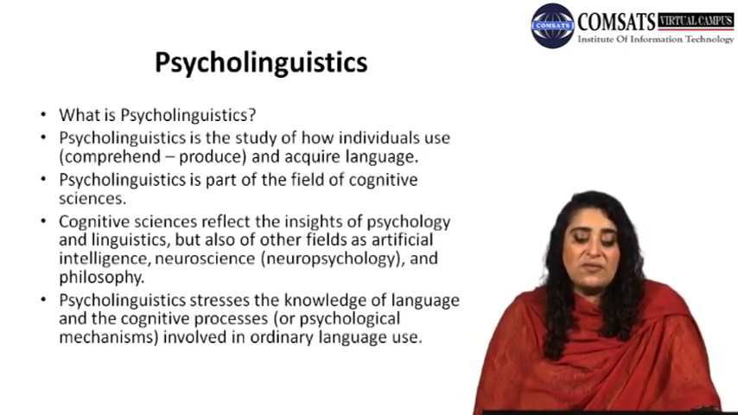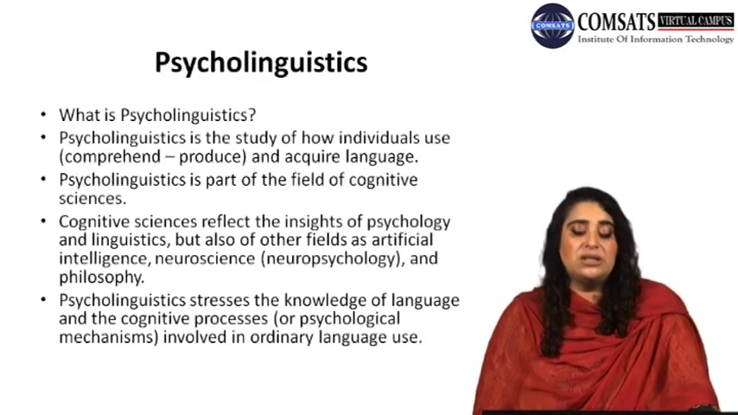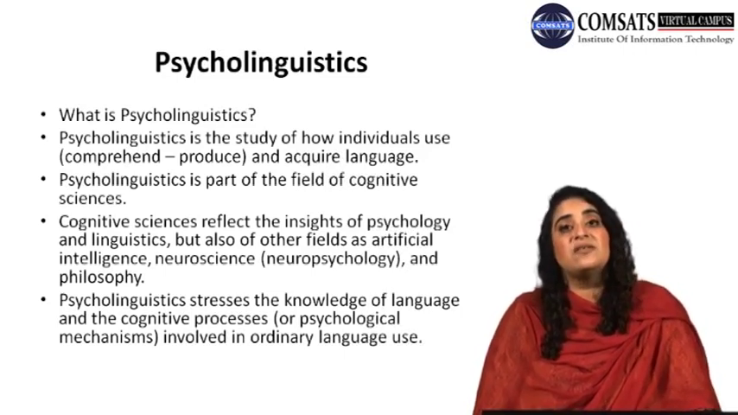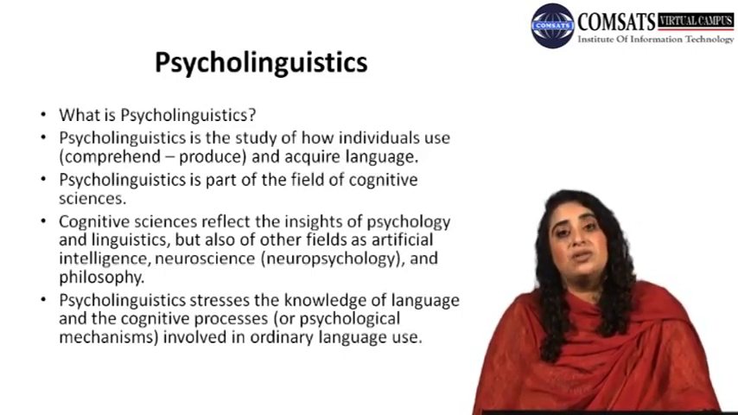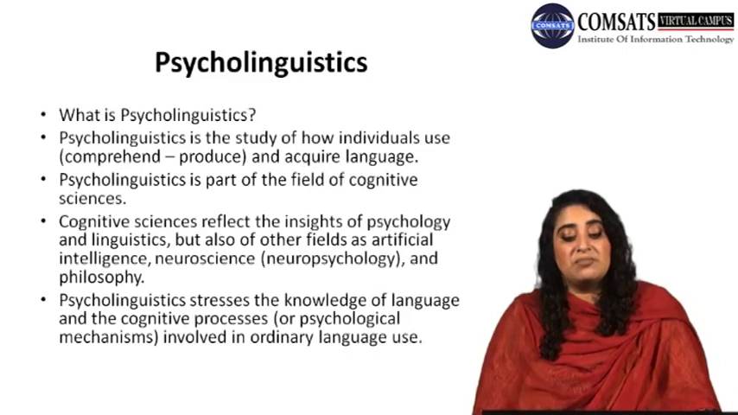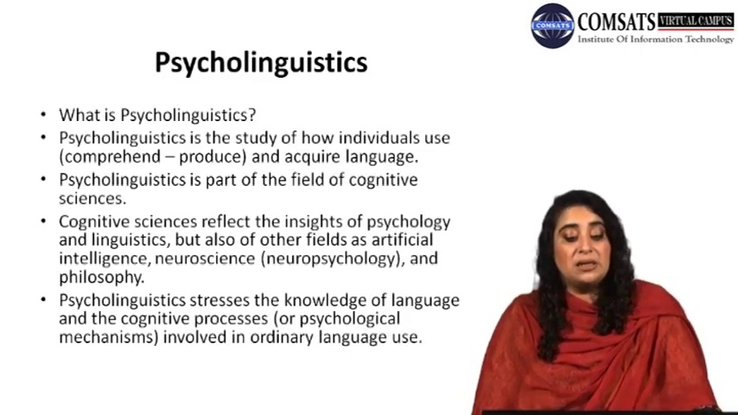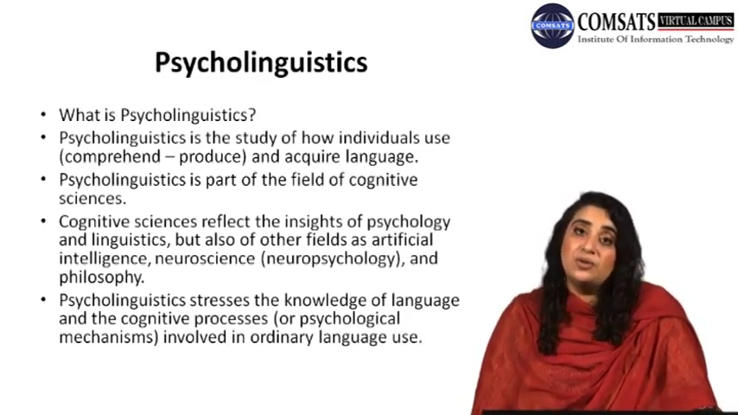Cognitive sciences reflects the insights of psychology and linguistics, but also of other fields as artificial intelligence, neuroscience, neuropsychology, and philosophy. So, cognitive sciences तो काफी vast study आ जाती है. What it's doing is it's studying the psychology and linguistics. It's studying the artificial intelligence. Now, do you know what artificial intelligence is?